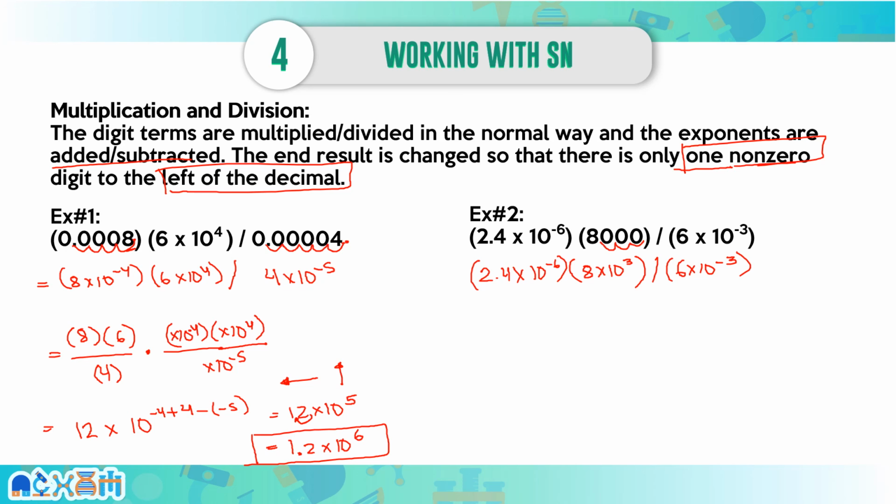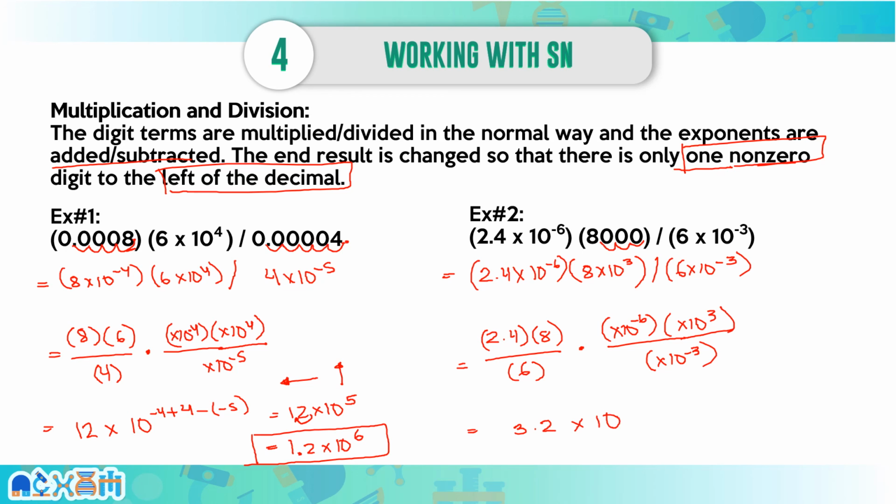Okay, next step, like before, we separate our digit terms. So that's 2.4 multiplied by 8 divided by 6, multiplied by their exponents, so that's 10 to the negative 6 multiplied by 10 to the 3, divided by 10 to the negative 3. Okay, we'll now try to solve them. Plug that in your calculator and you're going to have 3.2. So that's 3.2 times 10 to the something.